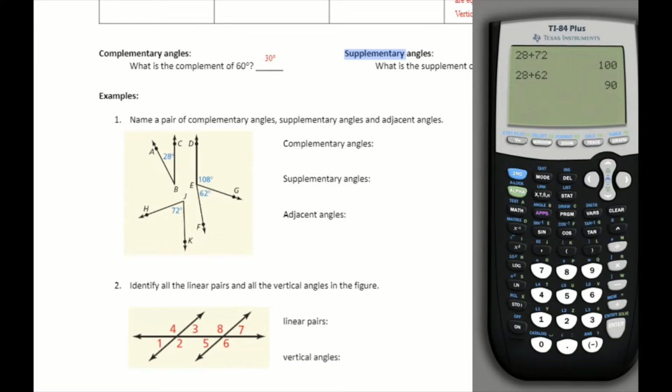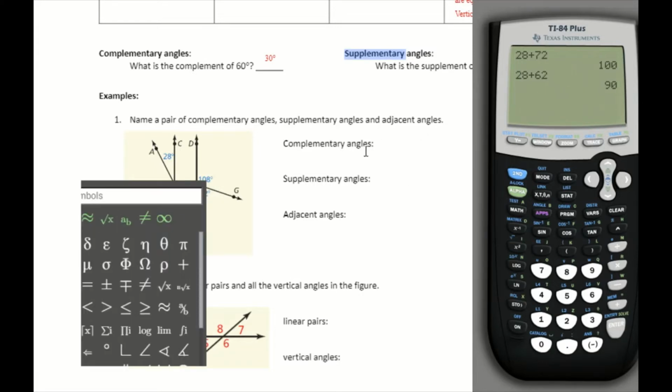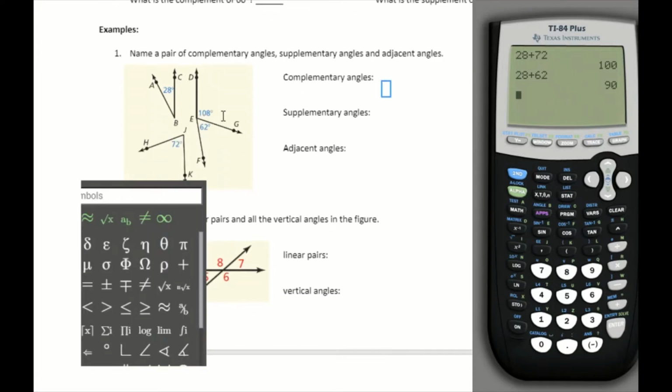So the way to type that is, what are the complementary angles? It's going to be the 28 and the 62. The way we're going to name the 28 angle is ABC, although you could name it CBA. You could name it either way. Just make sure that the vertex is in the middle. And then the 62, we could either call it FEG or GEF. Again, just make sure the vertex is in the middle. I'm just going to go in alphabetical order: A, B, C.